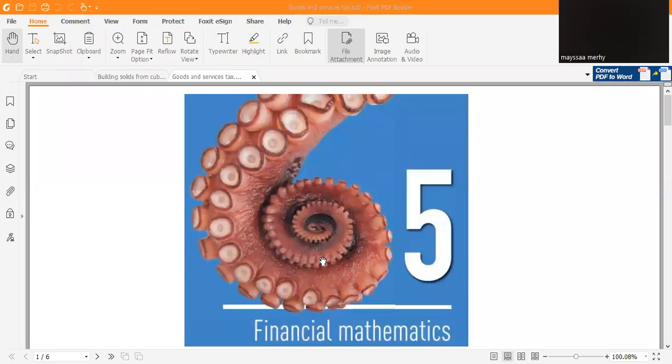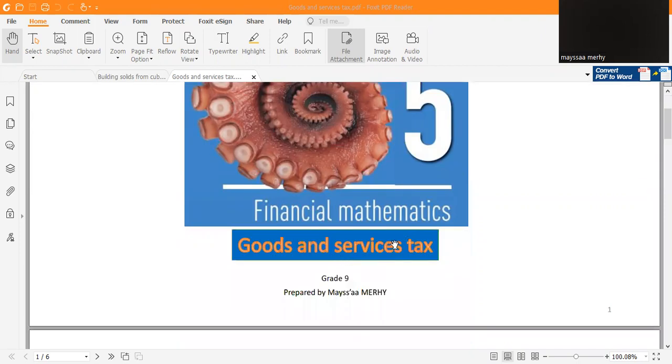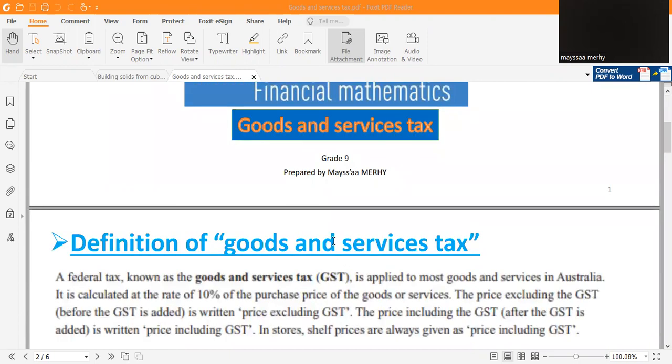Hi everyone. We're still in chapter 5, financial mathematics. In this session, we will finish this chapter with the section entitled Goods and Services Tax. It's very easy, so let's move.